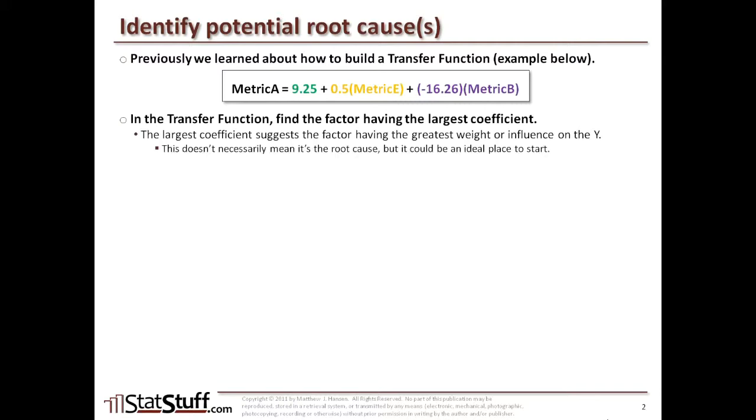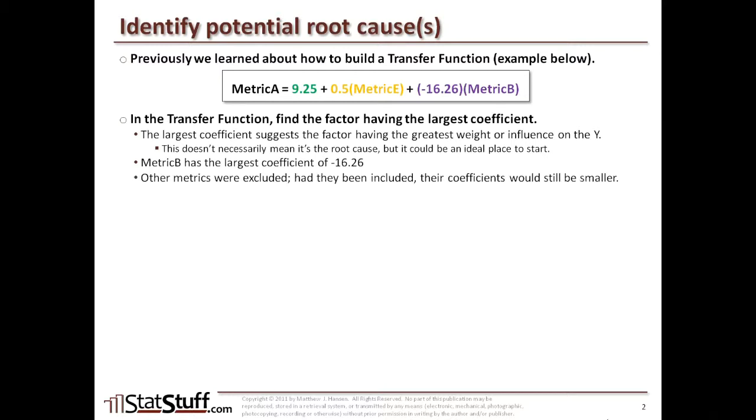That doesn't necessarily mean that it's the root cause that's causing all the problems that created this project in the first place, but it could be a great place to start because it has such a large impact on the overall y. Now in this example that we have for the transfer function, metric B is the one that has the largest coefficient because it's a negative 16.26 versus metric E only has 0.5, something much smaller.